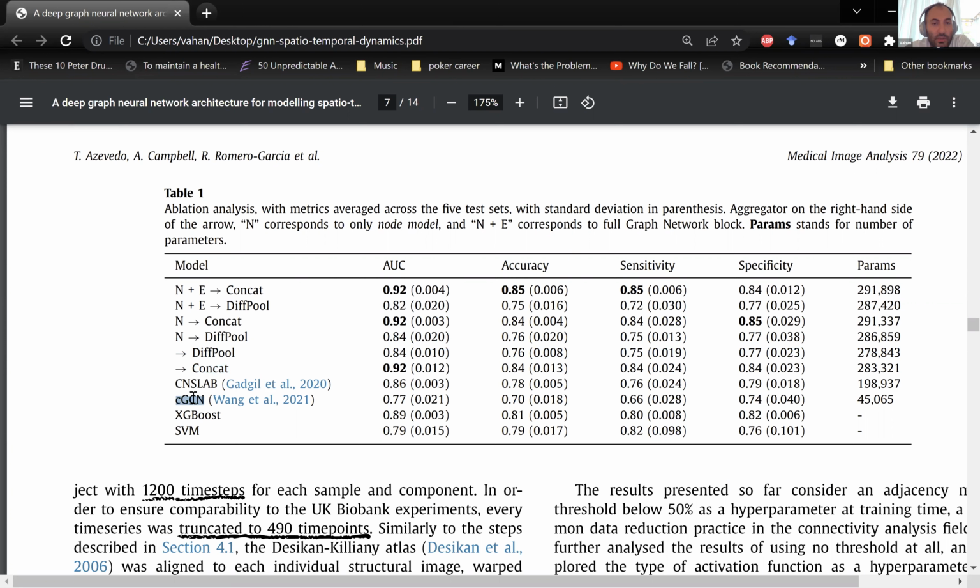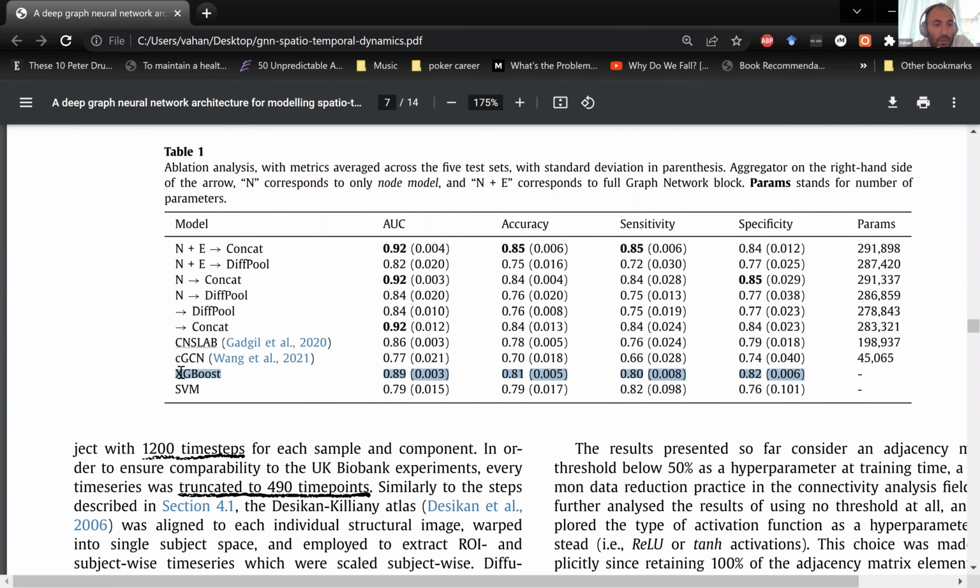This is a GCN method used without the time scale. So there is no time. This one is another deep learning method without any time component, I think. The last two are not deep learning, like XGBoost and SVM, just as a baseline. They don't have any parameters. As you can see, the time models will have many more parameters because they also have the time component. These others, I think they just average the edge weights.